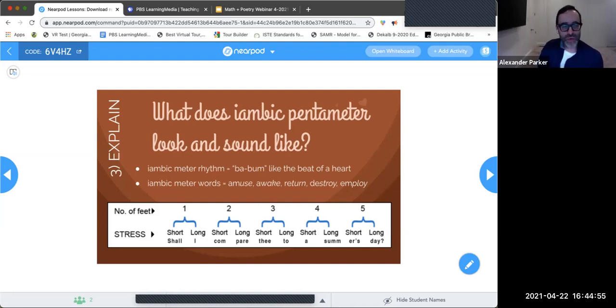Iambic words include things like amuse, awake, return, destroy, employ. Even saying it in that slightly exaggerated way, you can begin to detect a rhythm, a forward motion. Da-dum, da-dum, da-dum, da-dum. You should feel free with your students to have them clap it or bang a hand on the table to get that stress. So the idea is that we're creating a structure, a formula: 14 lines, each with 10 syllables, divided into five sets of two syllables. When you make them into sound, you stress them, da-dum, da-dum. Short, long, short, long.